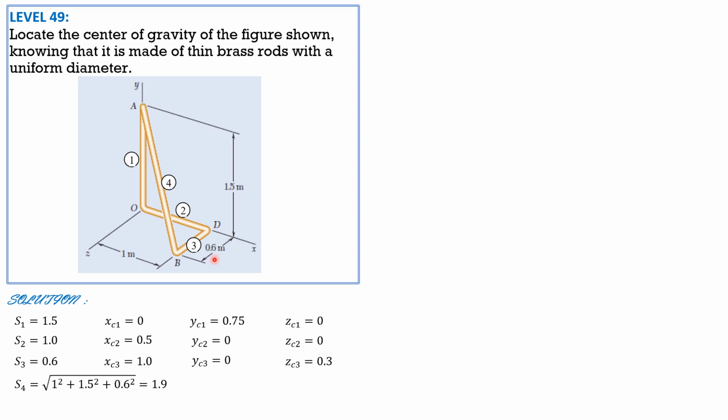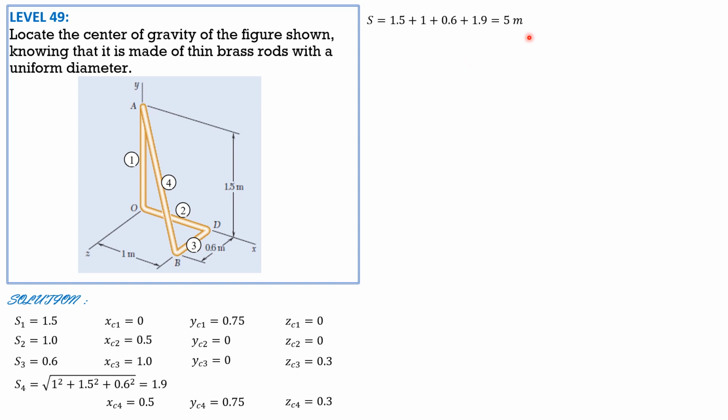Then XC4 is half of 1, so 0.5, midpoint formula. YC4 is half of 1.5, 0.75 meter, and GC4 half of 0.6, so 0.3. So the total length is 1.5 plus 1 plus 0.6 plus 1.9, and that's 5 meters.